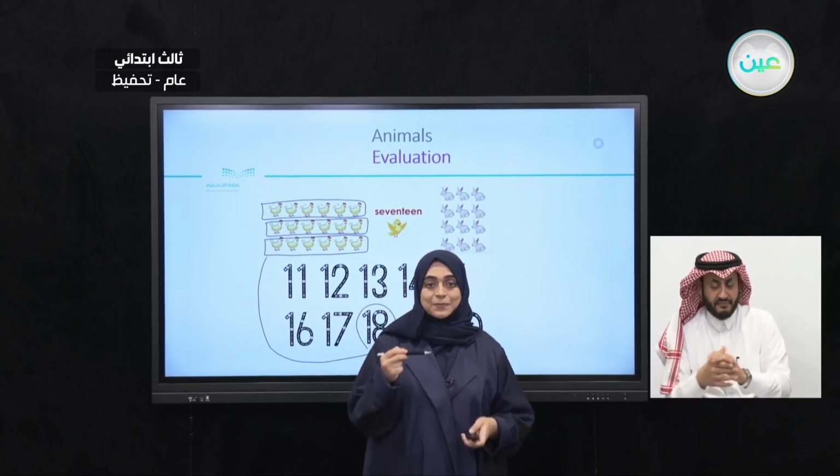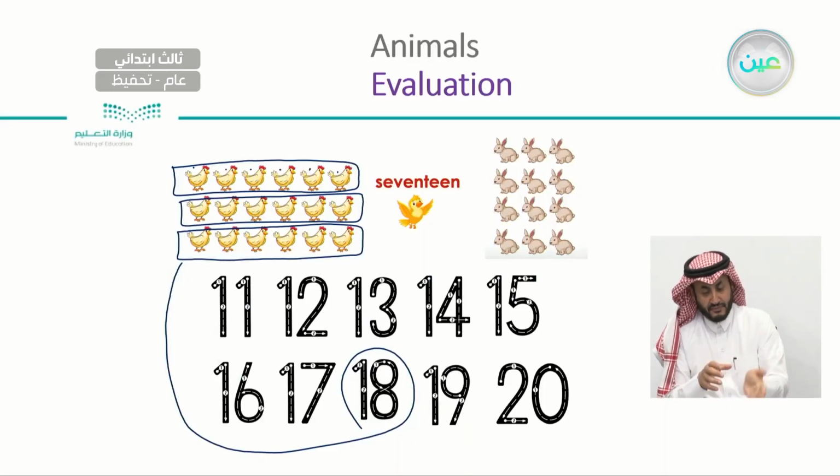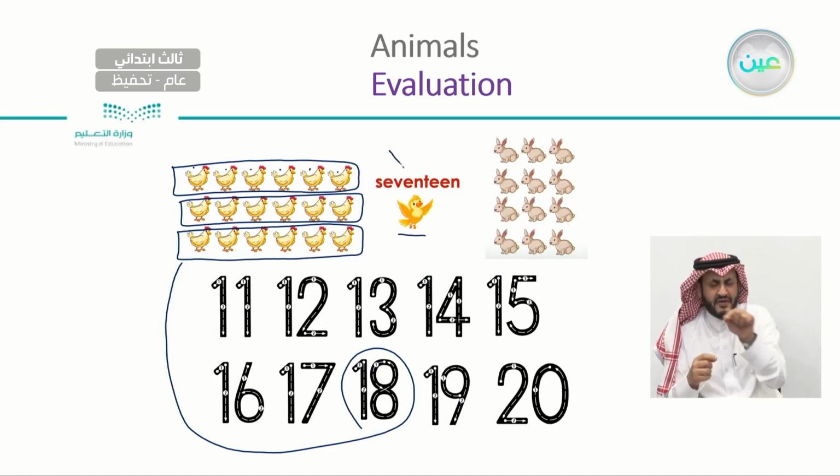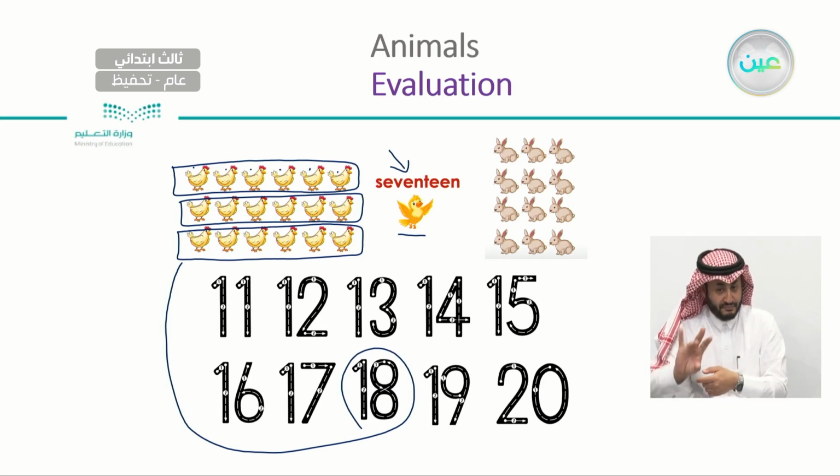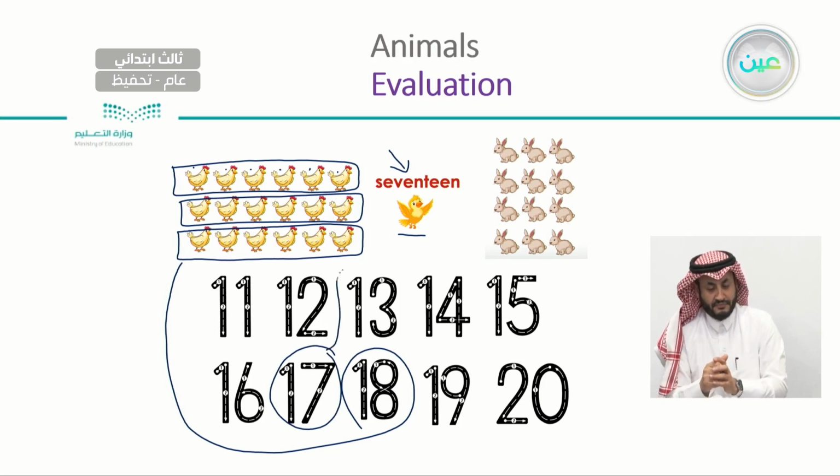So, okay. Next we have here a bird, but there's a number. Can you read this number? 17. Let's find number 17. We have 11, 12, 13, 14, 15, 16, 17. We're going to match 17 to the bird.